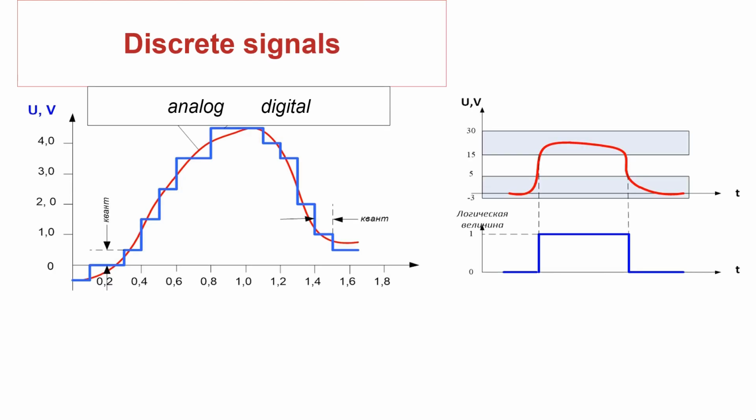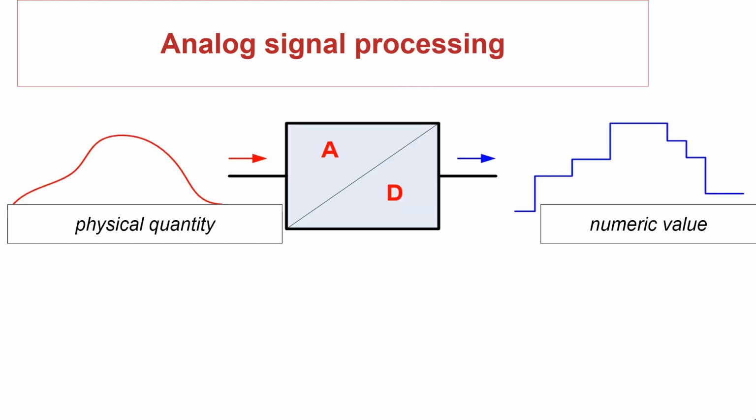Discrete signals are divided into digital and binary signals. A digital signal is an image of an analog signal whose magnitude is represented using numbers of finite length. A binary signal has only two levels, logical 1 and logical 0. A device by which an analog signal is converted into digital is an analog-to-digital converter, ADC.